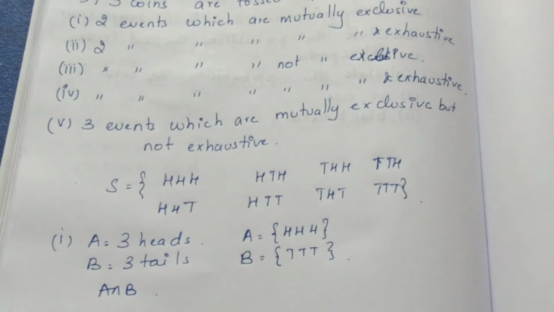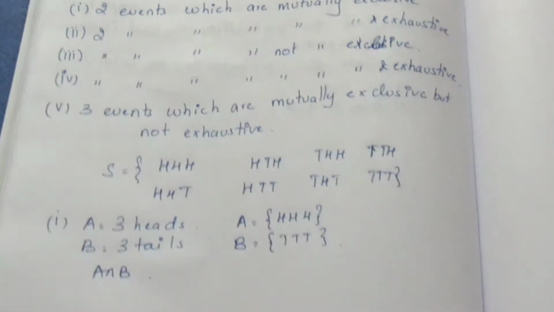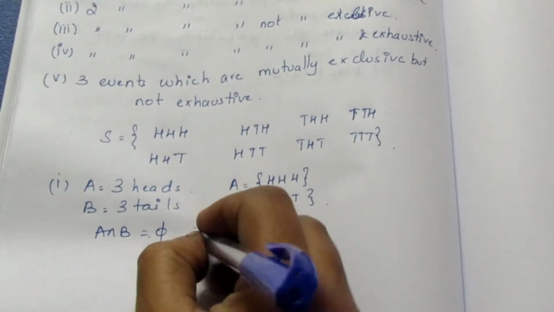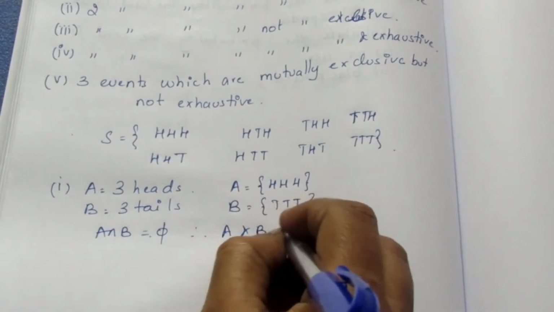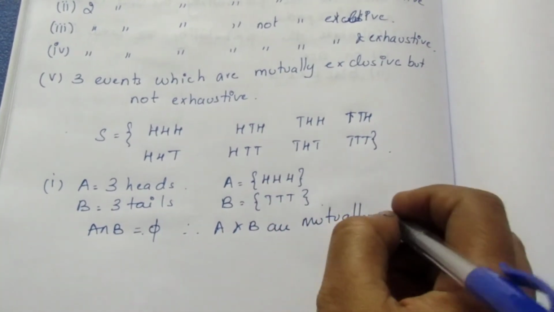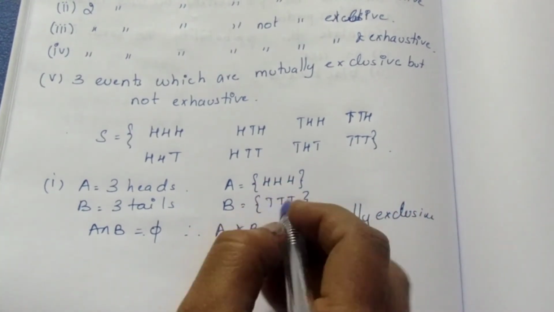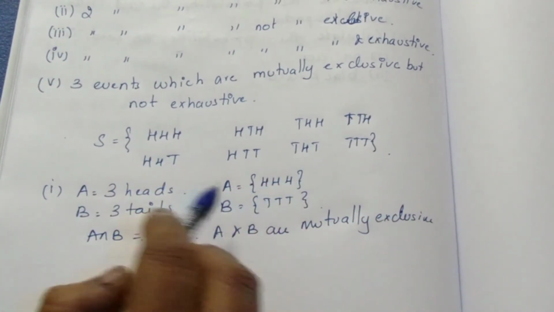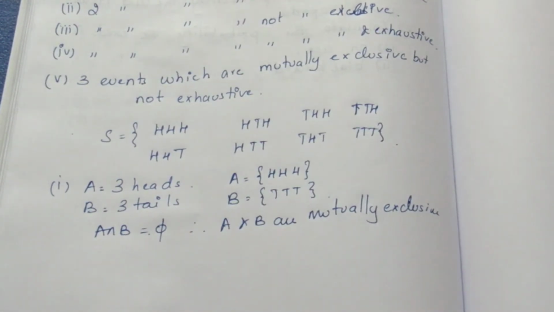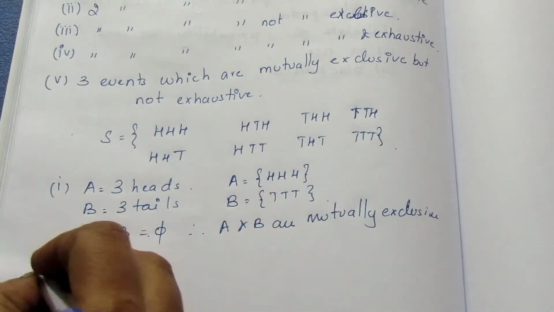So now A intersection B. Mutually exclusive means A intersection B will be a null set. Here in A intersection B there is no same element, so it is a null set. Therefore A and B are mutually exclusive events. You need to give your own example. It's not only HHH and TTT, you can write any 2 tails or 2 heads, whatever you want. There should not be any same element in each, and you need to give your own examples.